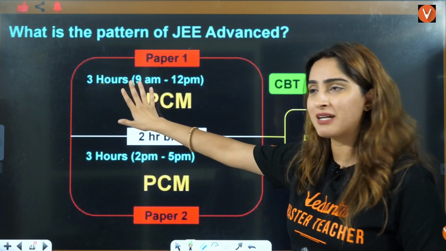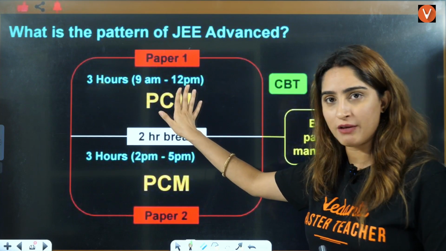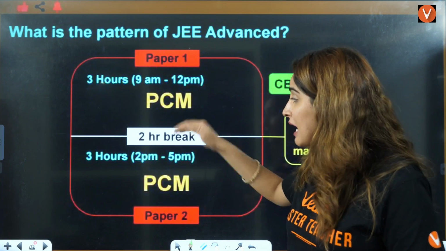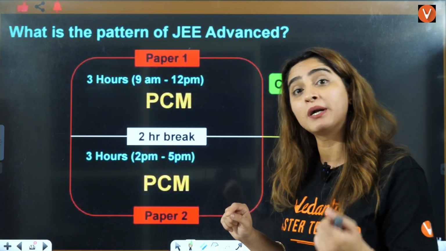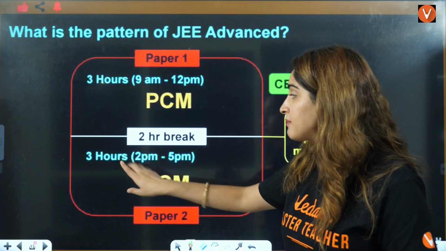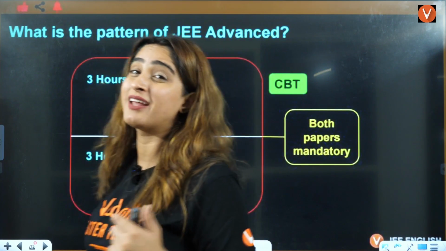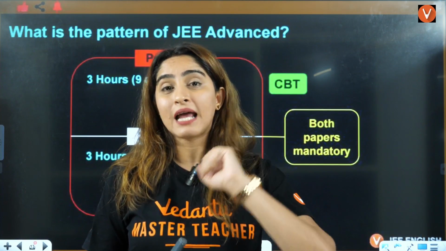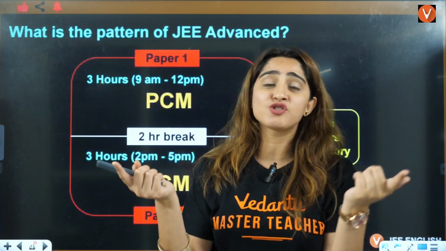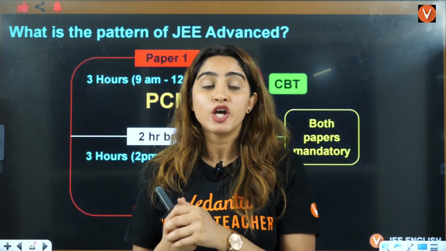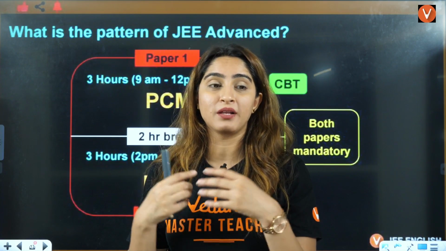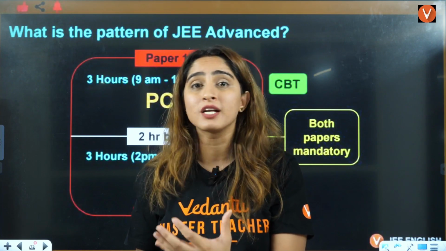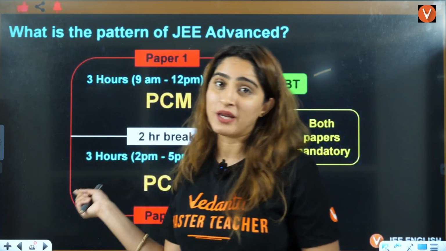Paper 1 is 3 hours, from 9 a.m. to 12 p.m. Then you will have a 2-hour break, and after that you will sit for paper 2, from 2 p.m. to 5 p.m. So it already gets very taxing for students, and for parents also, right? It's not only your knowledge, but your patience, and how you handle things in the exam when you're tired and exhausted, but still have to use your brain for so many tough questions.